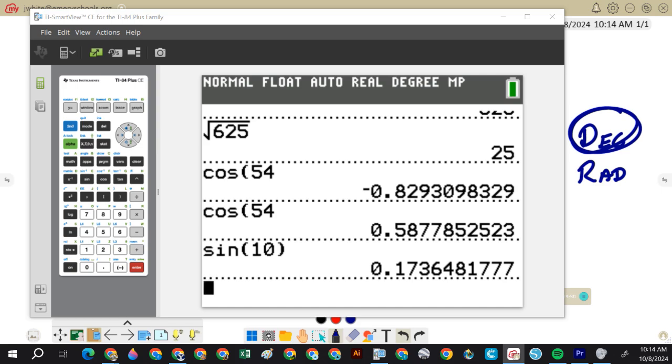Okay, your assignment is called 4.3 worksheet. It's in Alex. Get to work.